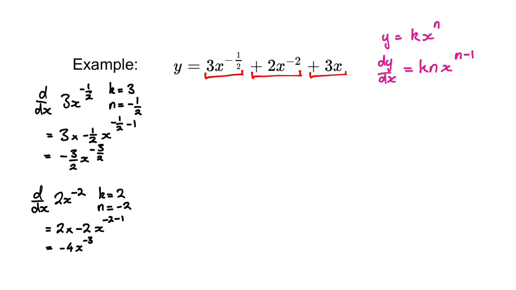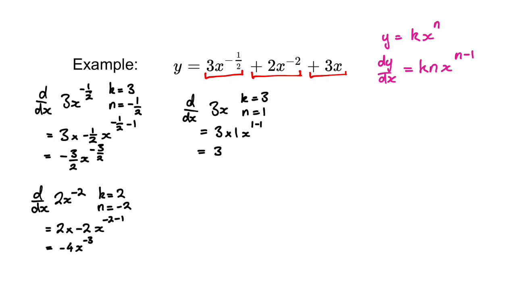The third part of our function, so the derivative with respect to x of 3x, our k is equal to 3 and our n is equal to 1, which gives us 3 times 1 x to the 1 minus 1, which is just going to be equal to 3.